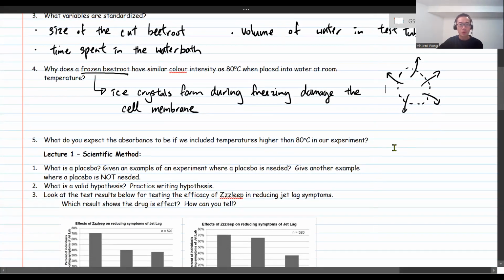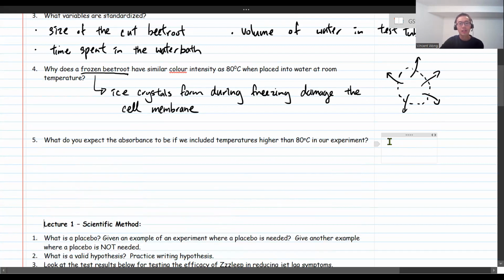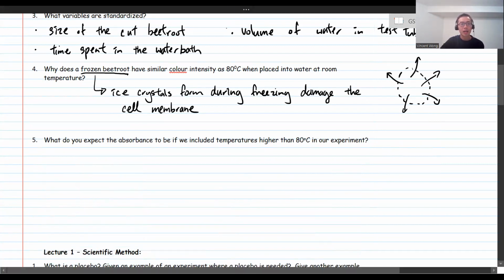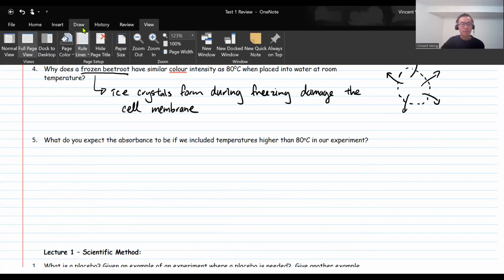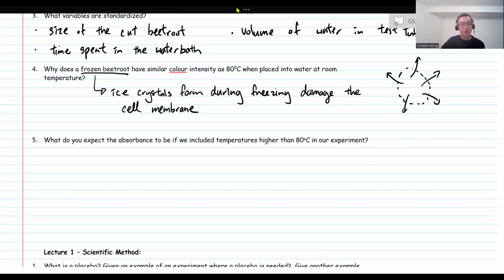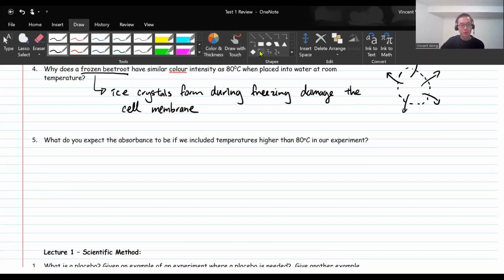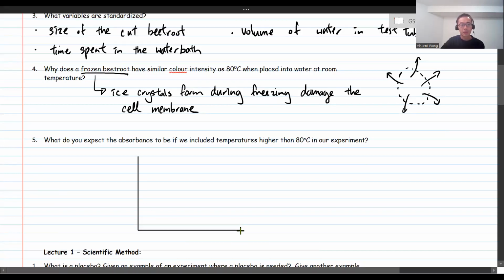What do you expect the absorbance to be if we include temperatures higher than 80 degrees? Like the graph, some of you probably didn't read the instructions carefully. I actually posted a video that shows you how to do the graph. I don't think all of you paid attention to that, but you should be using a line graph, and the line graph looks something like this. This is the absorbance, and this is the temperature.